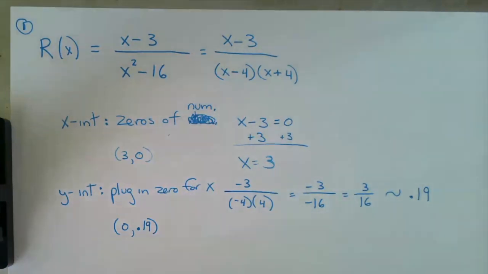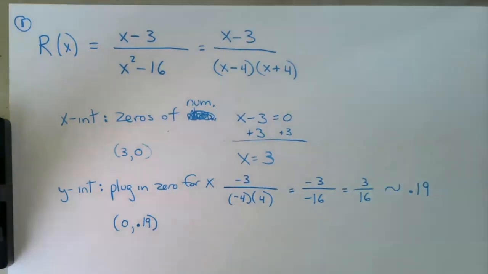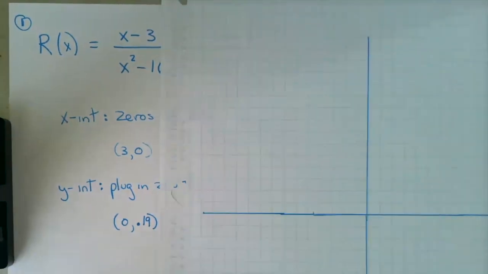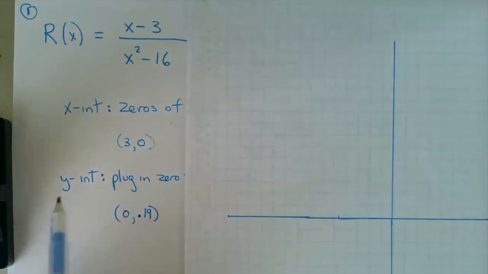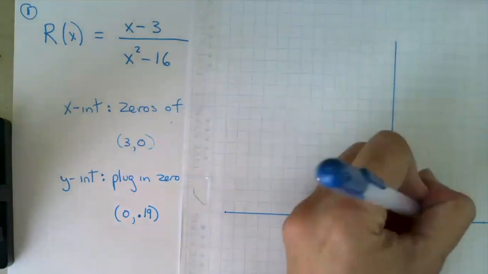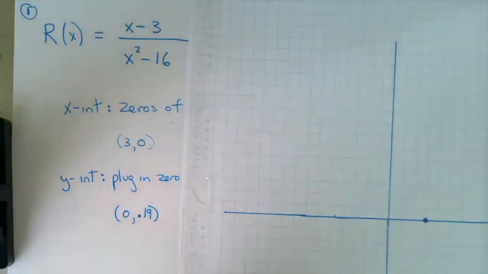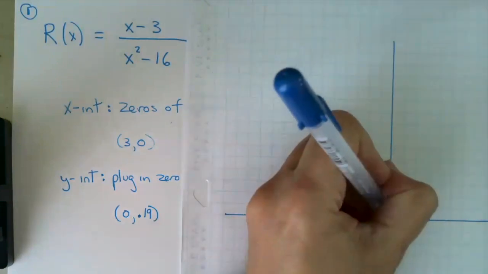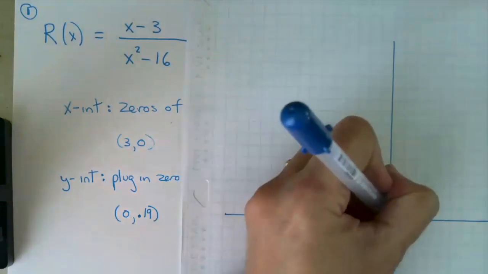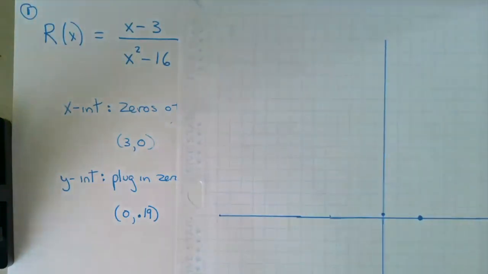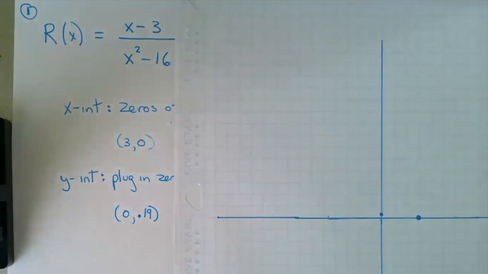So now if we go ahead and head over to graph paper, I'll sort of put that up there. We're going to plot our zeros and our intercepts. So the x-intercept, we are over 1, 2, 3 and up 0. And our y-intercept, we are over 0 and we are up 0.19, which is approximately 1/5. So there we are. So those are the 2 points that we gleaned from this step.